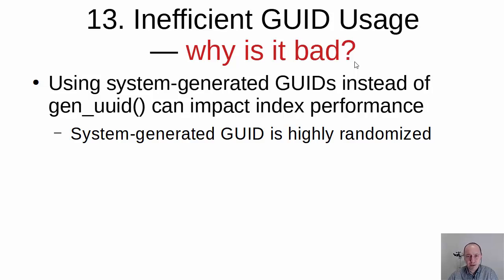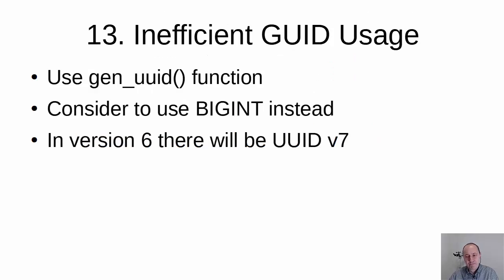and store it into the table, and you are using an index for this GUID, the index will be not so good. It will be pretty slow. Why? Because this GUID is highly randomized, and it works much slower than BIGINT, or even much slower than the special GUID which is currently generated by GEN_UUID. So to work around it, use, instead of system-generated GUID, use GEN_UUID.